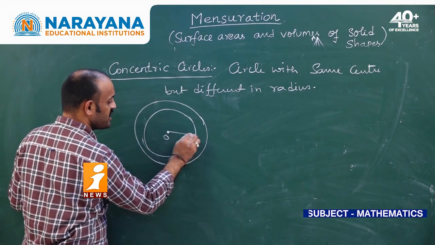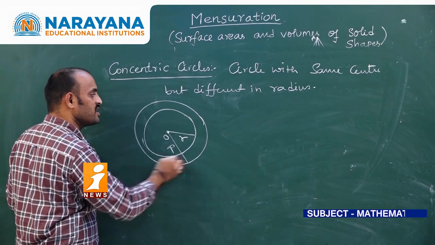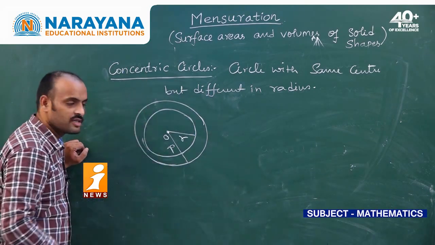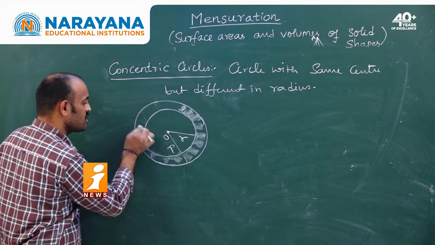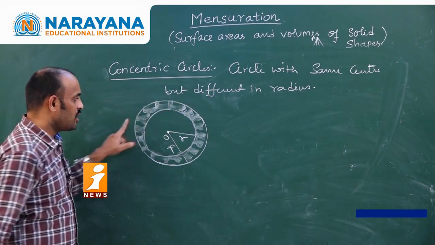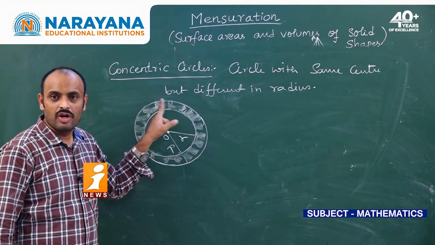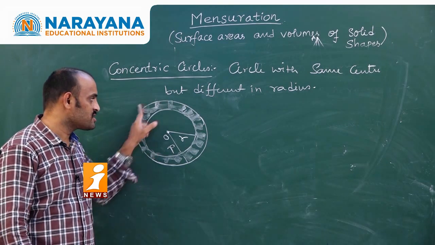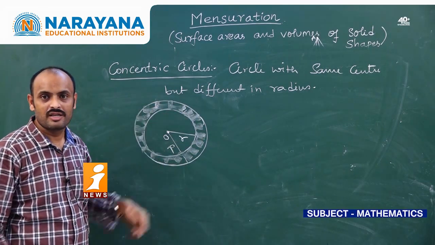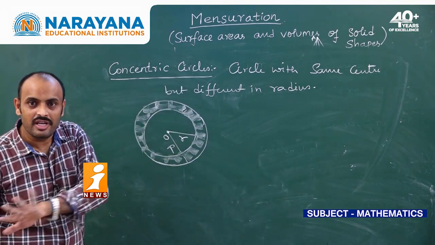See, if this radius is small r and this radius is capital R, this is the inner circle and this is the outer circle. If you want to find this area, how to find the area of this? You can call it a ring or tire or path around the circular park, whatever it is. How to find this area? Area of the outer circle minus area of the inner circle.